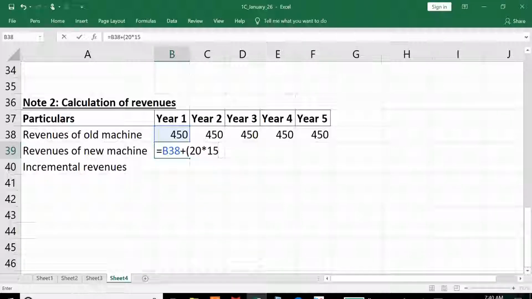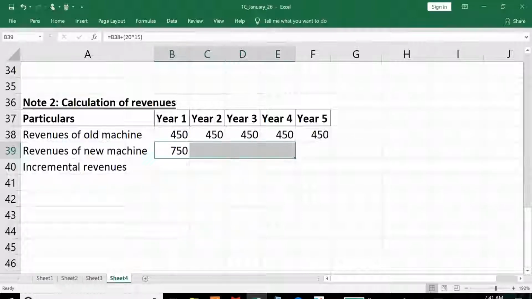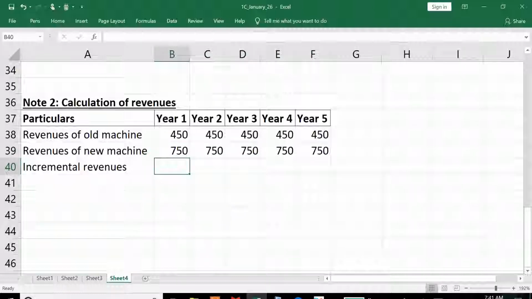Listen, I am not doing 50 lakh into 15 because sometimes the extra units would be sold at 12 or 10 rupees, because that's a special order. The special order alone could be at a lower price. Here I can even write 50 lakh units into 15, but we write old plus 20 into 15 because it can change sometimes. Instead of 15 rupees, it can be 12 rupees also. So this is my new revenues. Technically it's 50 lakh units into 15 rupees.